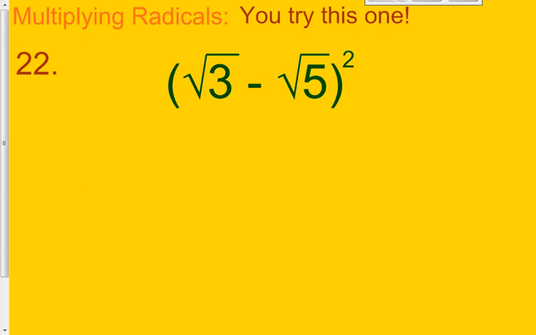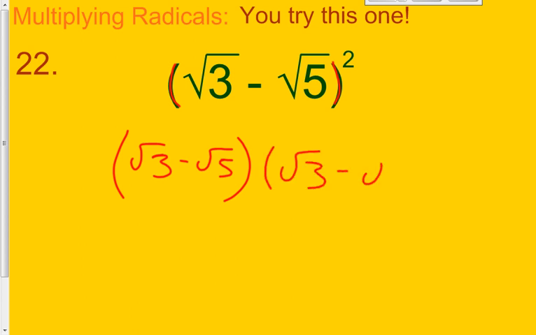When we see the square root of 3 minus the square root of 5, that quantity squared. When we see 7 squared, that's the same thing as 7 times 7. When we see x squared, that's the same thing as x times x. So when we see the square root of 3 minus the square root of 5 squared, it's the same thing as the square root of 3 minus the square root of 5 times the square root of 3 minus the square root of 5. It's that binomial times itself.